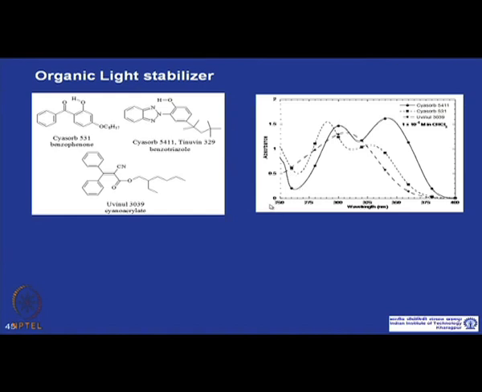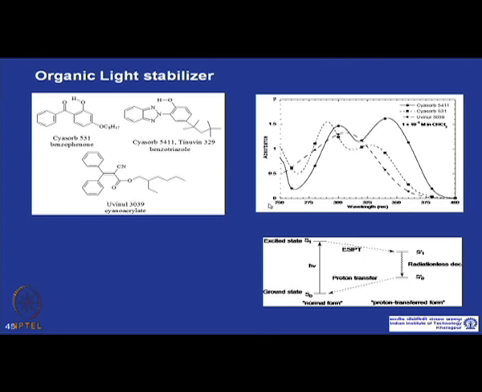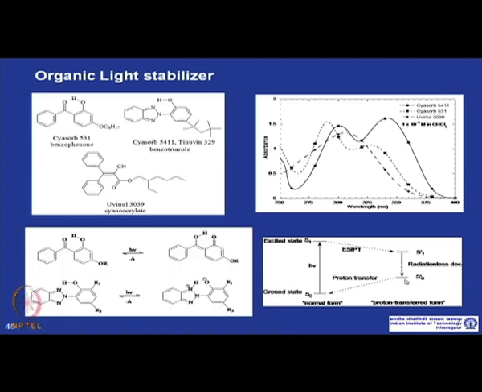Now, the mechanism of this UV absorption is that they basically absorb, and then at the excited state proton transfer happens, and finally they form a new excited state, from which, by a radiationless process, they come back to the new ground state.